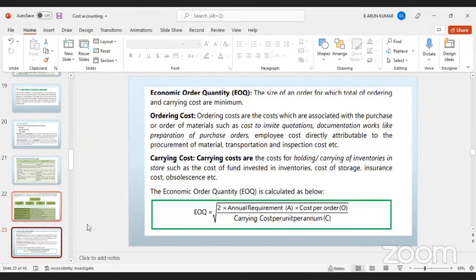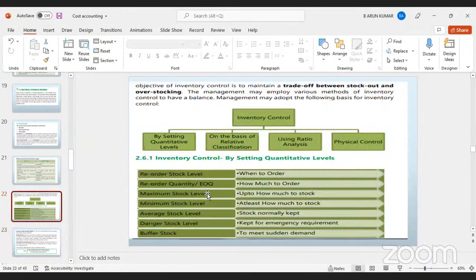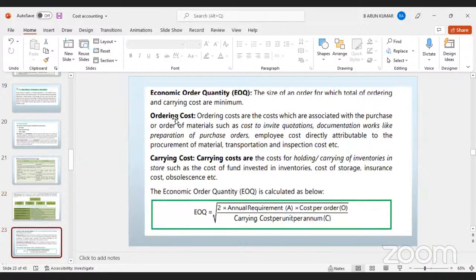And here you see the EOQ. EOQ means economic order quantity. It means the size of an order for which the total of ordering and carrying costs is minimum. It means that for the quantity of material we purchase, our ordering cost and carrying cost will be minimum.